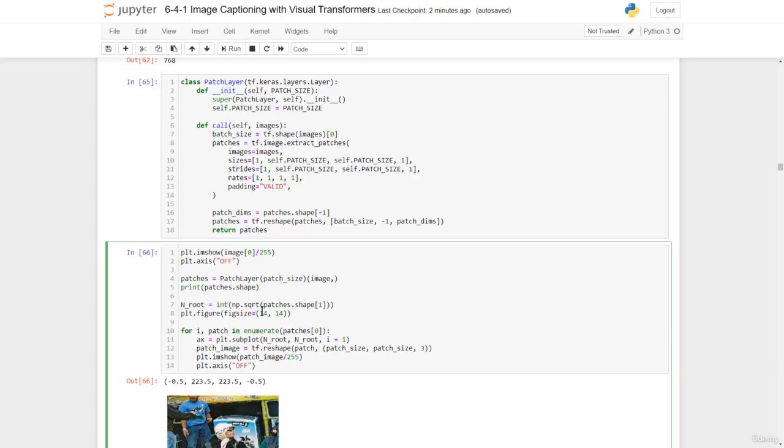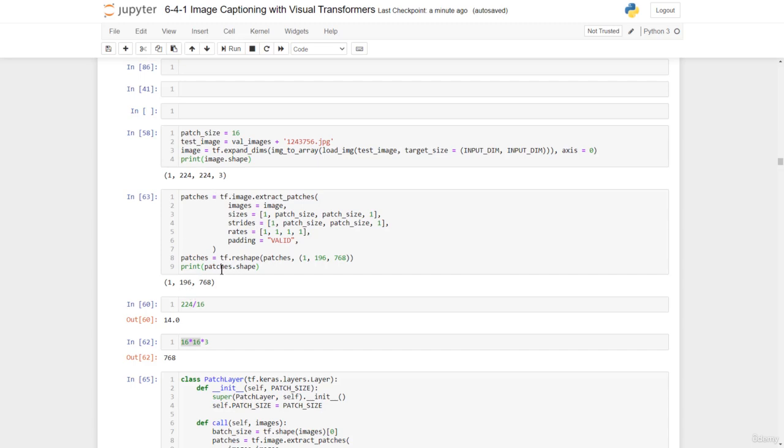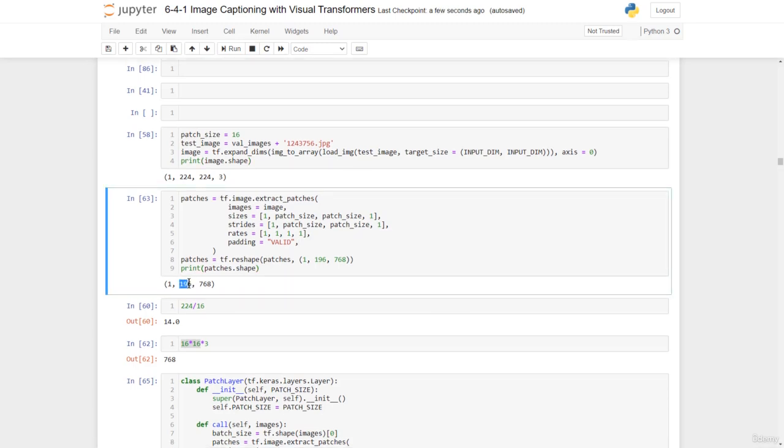And then since we have 14 by 14 patches, we'll define this figure with figure size 14 by 14, so that we could put in each and every patch in every allocated position, and then we enumerate through all the patches. Now let's look at the patch size from this right here. We had a 196, 768. So it means that we have 196 different patches, and then each patch is of shape 16 by 16 by 3. That's why we have 768 right here.